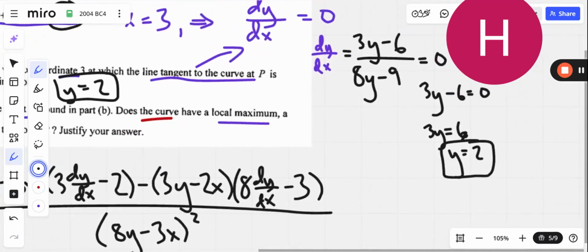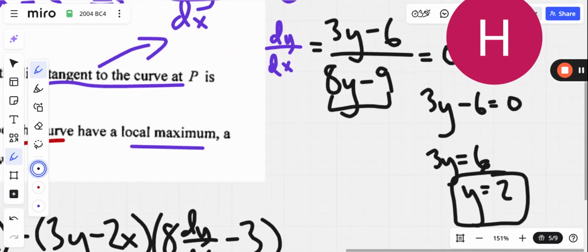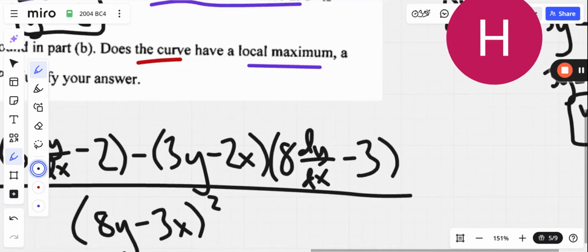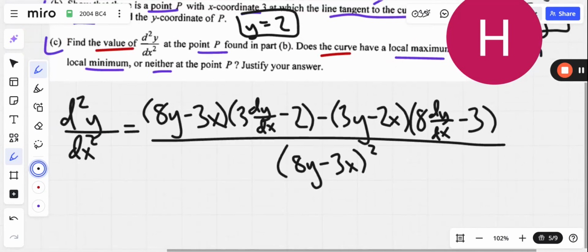So I guess in a sense it was helpful that we were plugging it in. Down here we didn't really plug it in, but if we got y equals 2, that means the denominator there would be 7. That's going to come in handy. Just you wait and see. This is the second derivative.